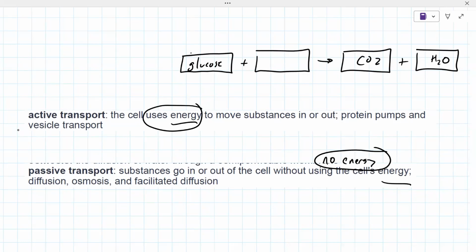Because that's likely going to be a question on the test. What's the difference between active and passive transport? Active uses energy and passive doesn't. That's right. Very good.